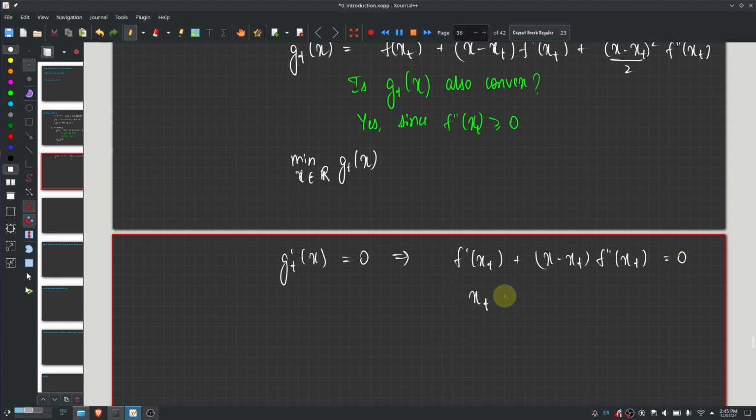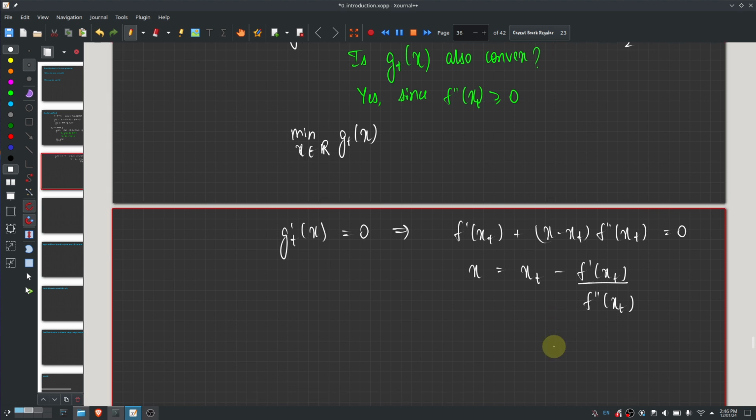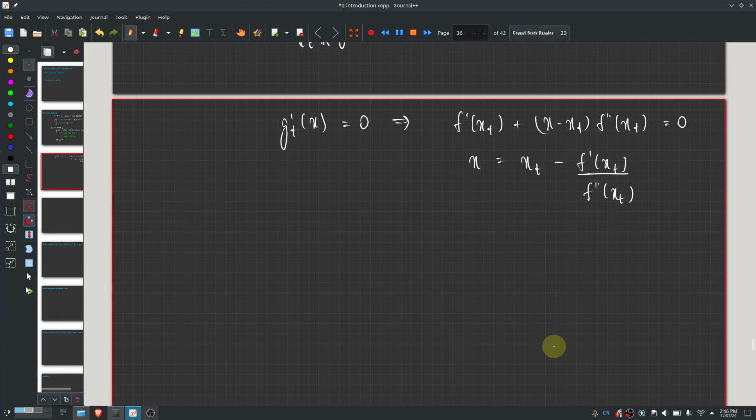So the minimizing x would simply be xt minus f dash of xt divided by f double dash of xt. Correct? So we can minimize this exactly, and this is what we'll take xt plus 1 to be equal to. Right? So Newton's algorithm is essentially the following.